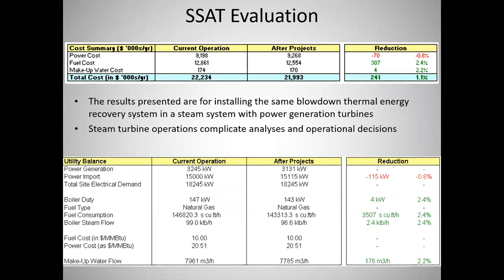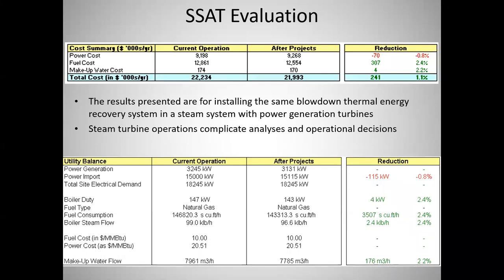So this is what the SSAT evaluation looks like. We see up there under power cost, we've got a negative $70,000 a year. Well, that's because, when you look down here at the power import, we're going to have to import another 115 kW of electricity. And that's going to cost $70,000 over the course of a year. That's because as I recover that flash steam and put it in the low pressure header, that amount of steam doesn't go through a turbine. And that means I lose 115 kW worth of generation, and that costs me $70,000 a year.